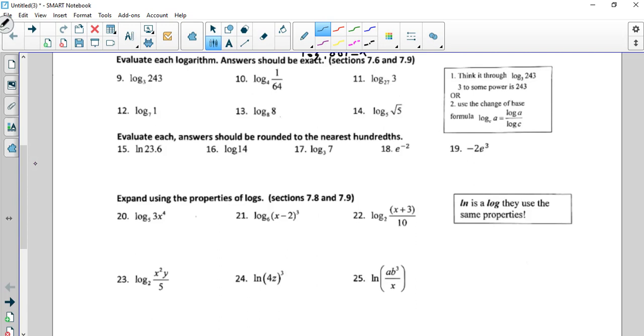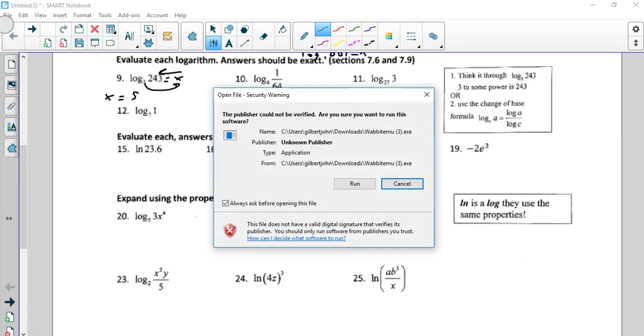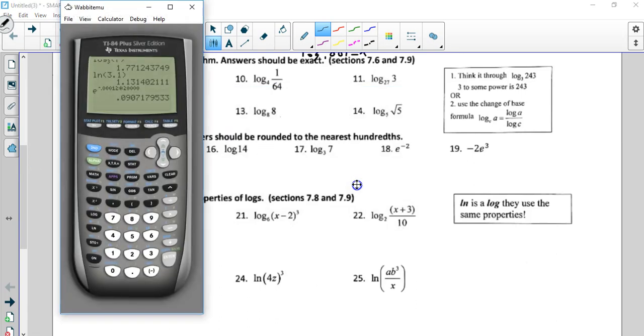So on number 9, you can think about this being equal to x. 3 to the what power is 243? Well, that's x equals 5. Your other option is, nothing wrong with it, you've got the tool there. Remember, you can just go to Math Key.